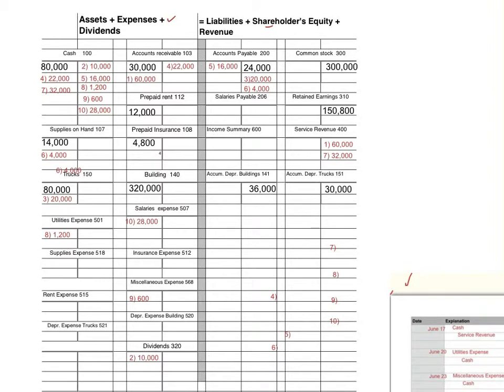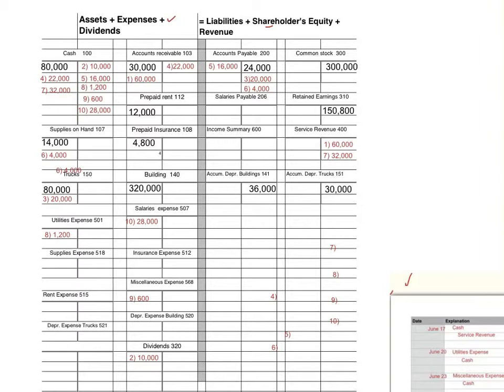So now we'd summarize the balances of the different ledger accounts. We add up the debit side of cash and you get 134,000. We add up the credit side of cash, 55,800. Subtracting the credits from the debits, we'd say that cash has a debit balance of 78,200. Accounts receivable has 90,000 in debits, 22,000 in credits. So we say it has a debit balance of 68,000.